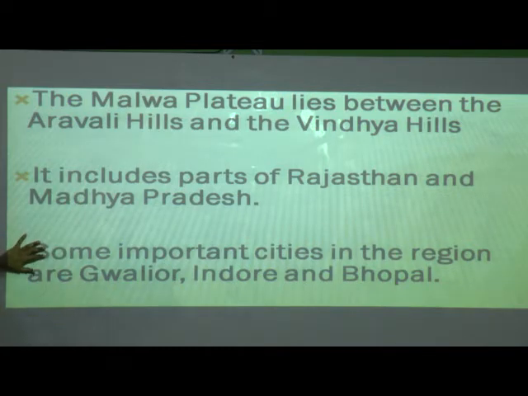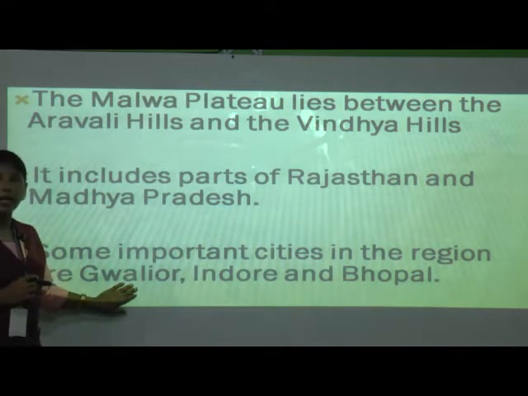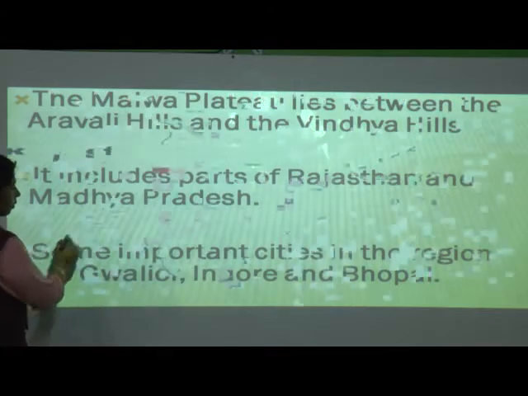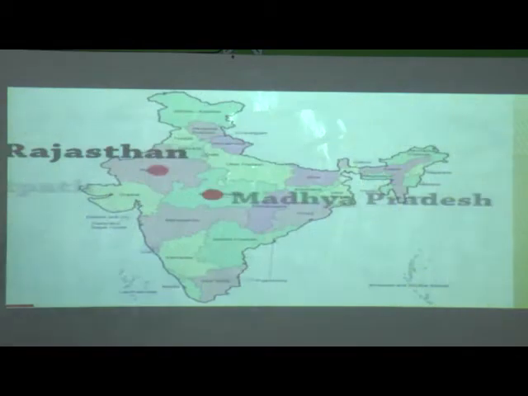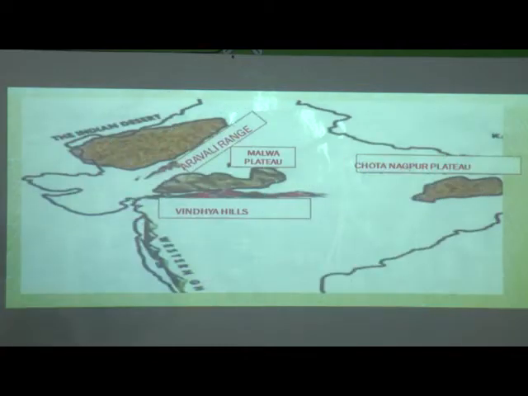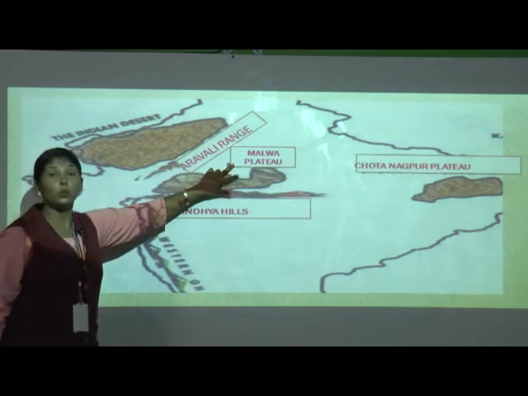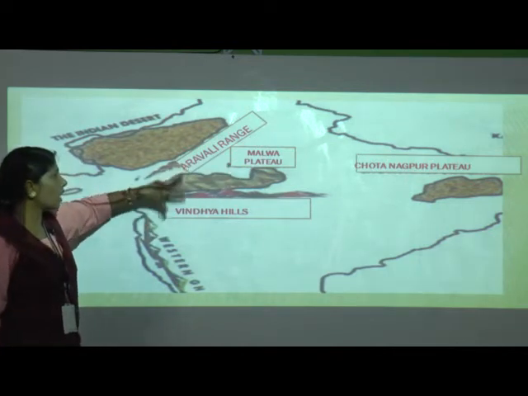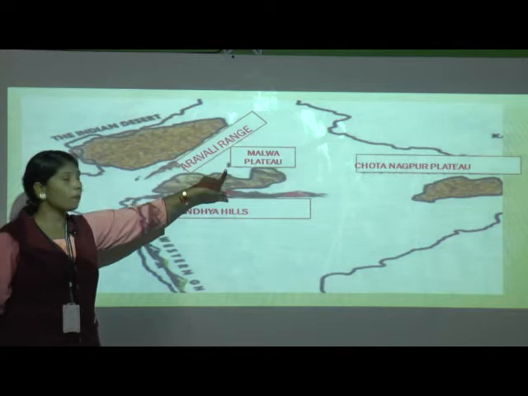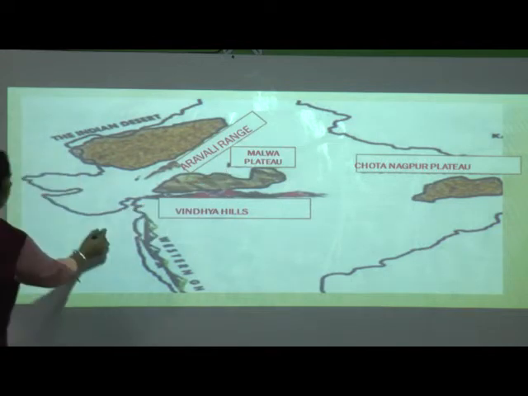Some important cities are Gwalior, Indore and Bhopal. Now this is Rajasthan and Madhya Pradesh, which it divides. I told you that the Malwa Plateau is between two ranges. What are they? The Aravalli Range and the Vindhya Hills. In between, the Malwa Plateau is there.